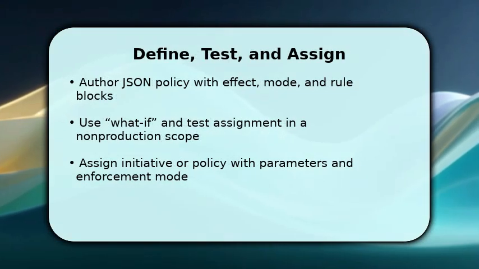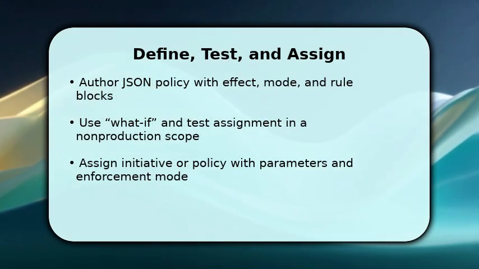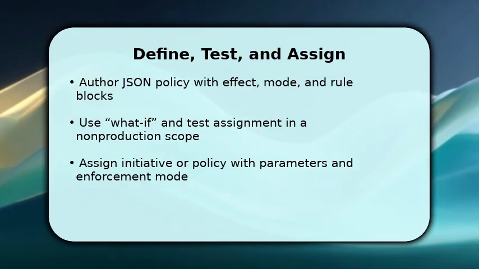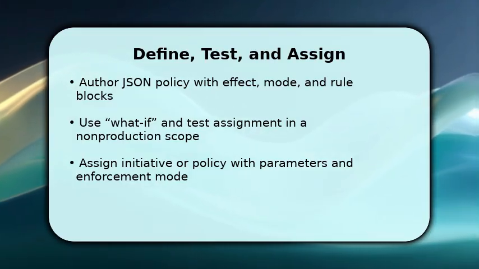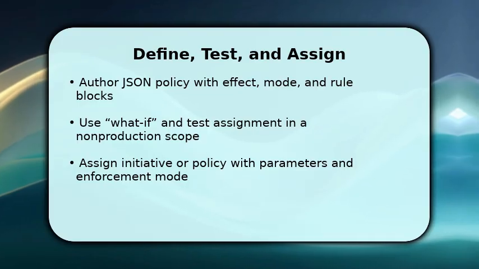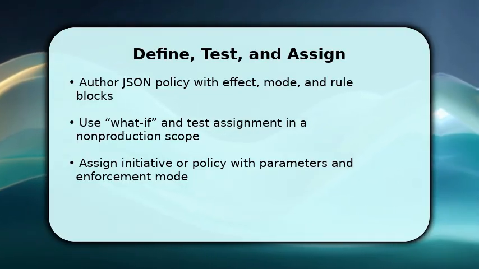Now you define the policy. Author the JSON rule block with conditions and the desired effect. Deny, audit, append, or deploy if not exists, making sure mode matches resource types.